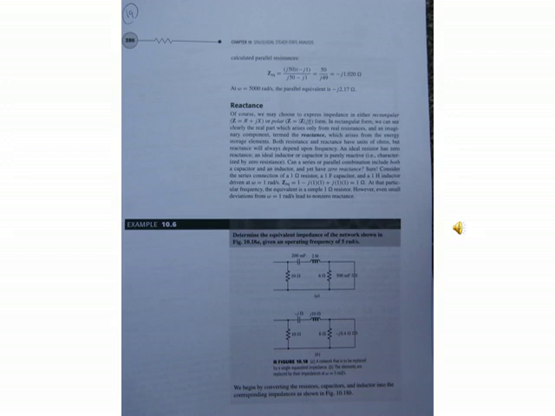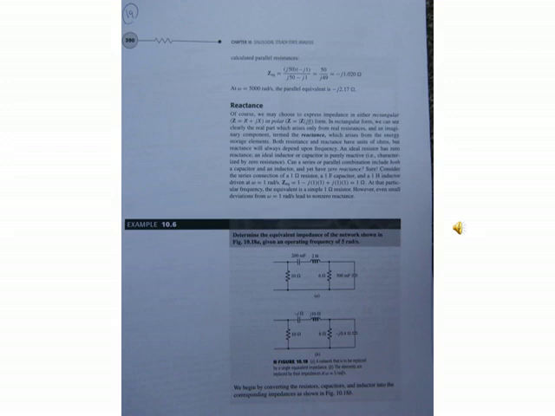And then we saw the example 10.6: determine the equivalent impedance of the network shown in the figure 10.18a, given an operating frequency of 5 radian per second. In the circuit you can see the 10 ohm, 200 millifarad, 2 Henry, 6 ohm and 500 millifarad. So those are the capacitor and the inductor values given.